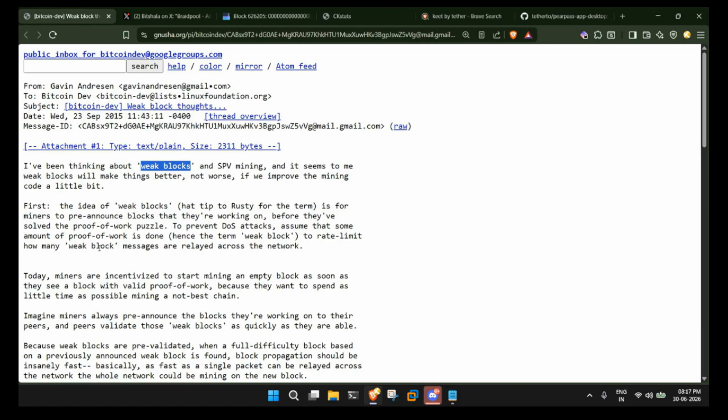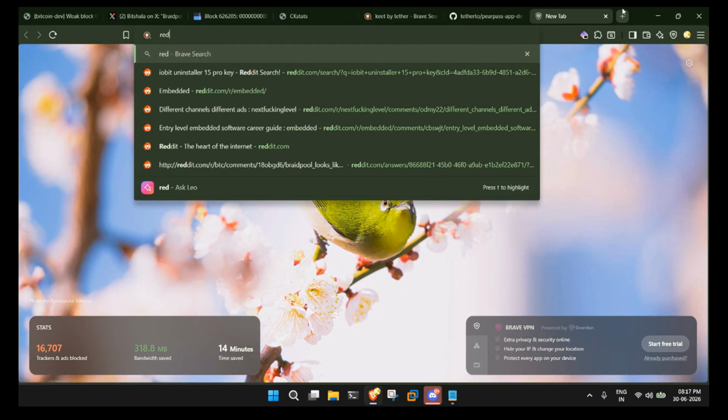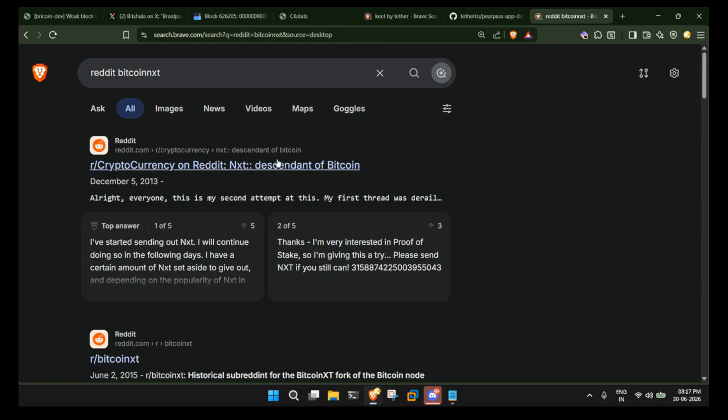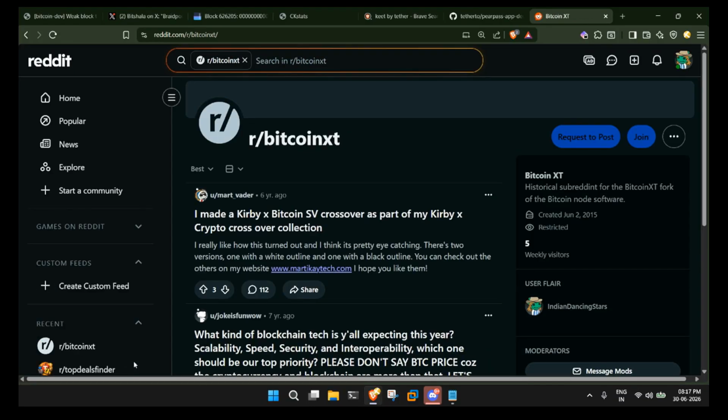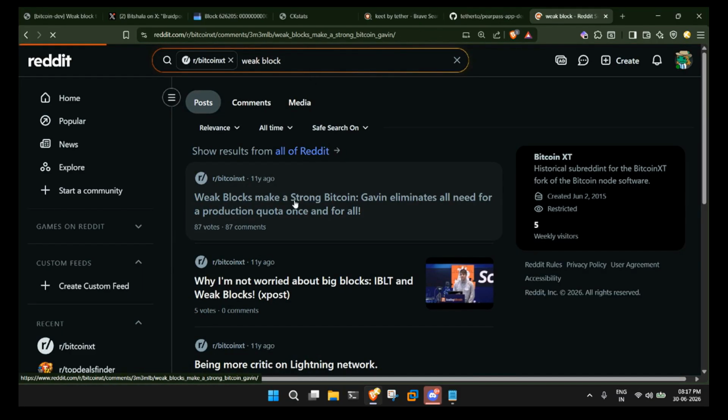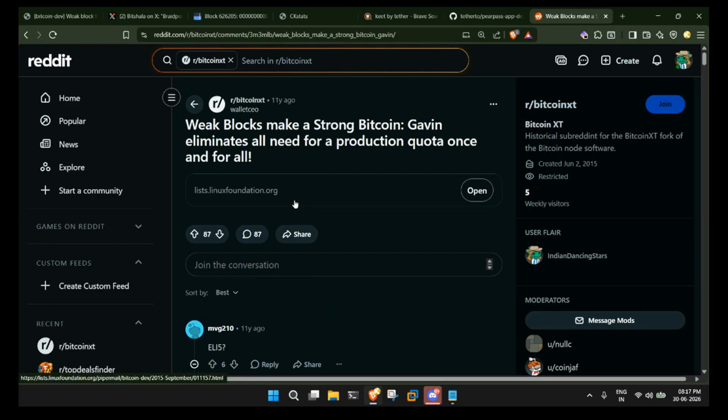Earlier it was a group, Bitcoin Next. Let me see if I can find it. It is still there. Yes. At that time, the same weak block concept, let me see if I can find it, weak block. Yes, I think we can. So at that time, the weak block concept was proposed.